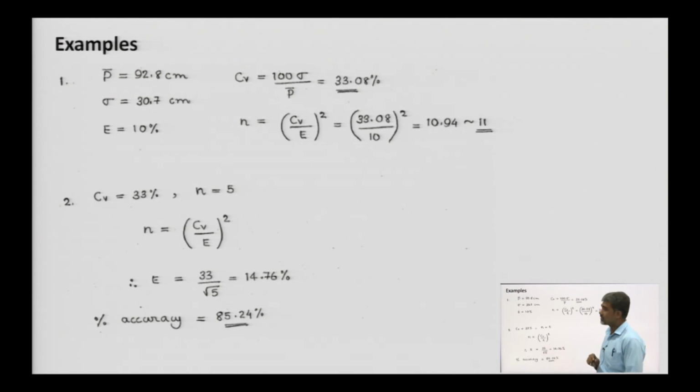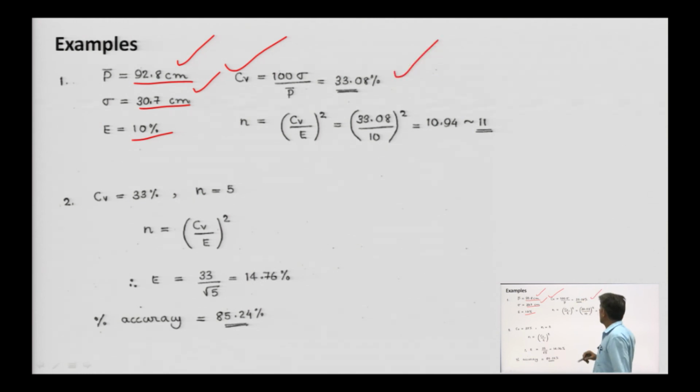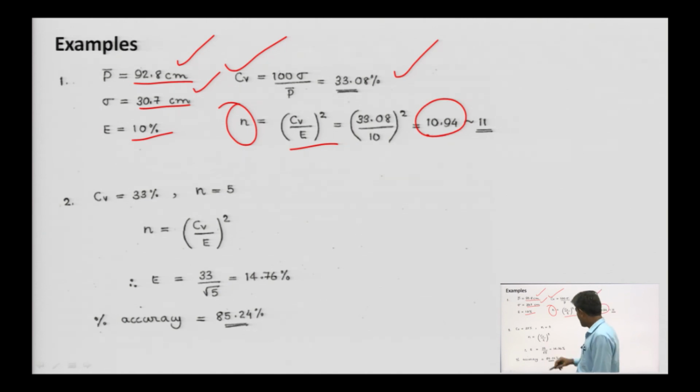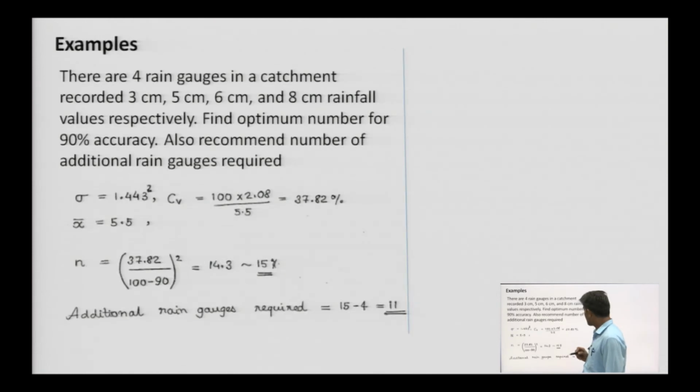Now let us take one example. If the average precipitation in some catchment area is 92.8, the standard deviation is given, and a 10% error is taken, then the value of CV is 33.08, and N is calculated as 10.94, meaning 11 stations should be the optimum. For CV of 33%, with n equal to 5, what is the permissible error? It is 15.76.